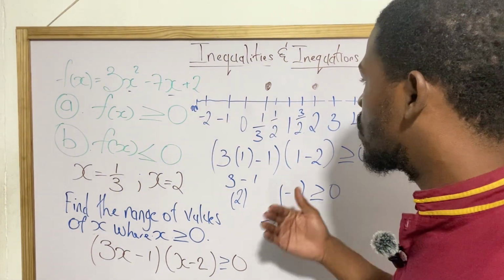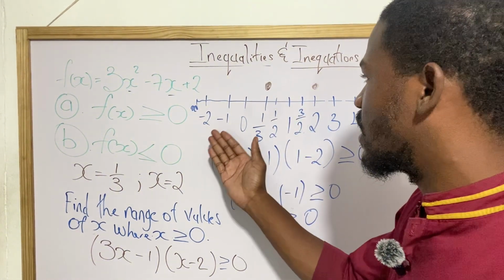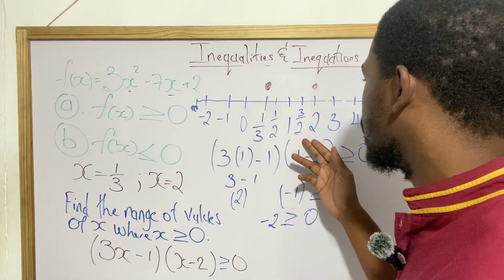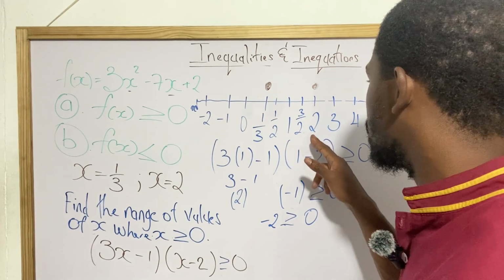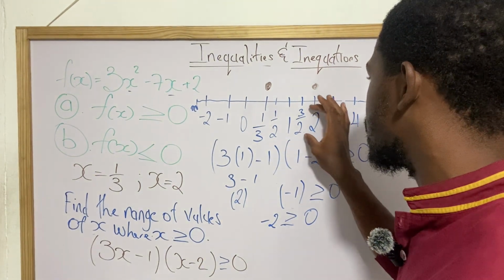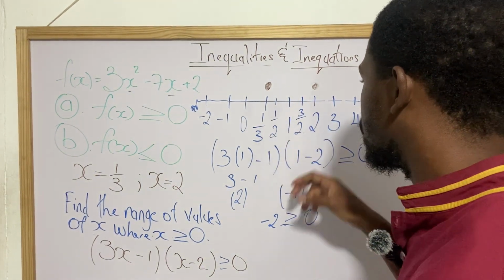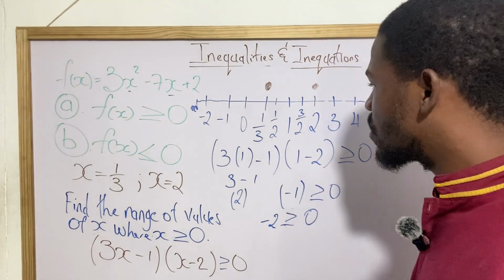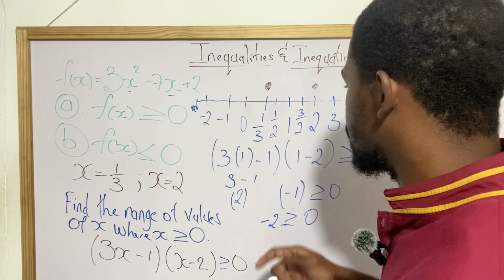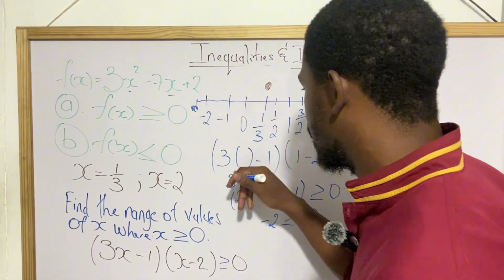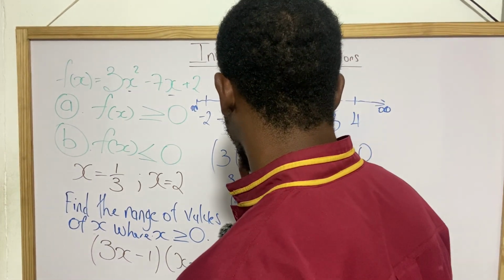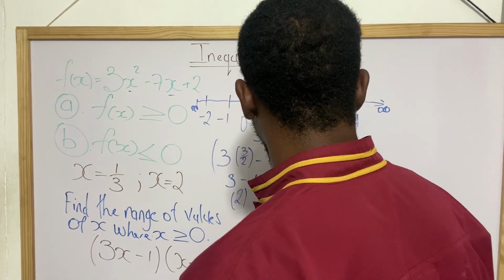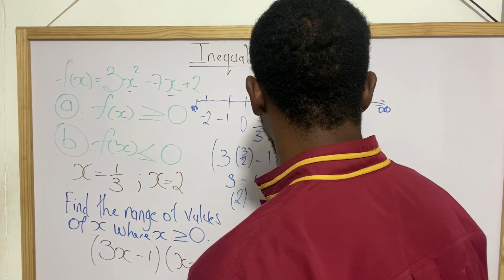But can we choose numbers that are less than a third? And if we can't choose numbers that are greater than a third, it simply means that we can't choose numbers also that are less than 2. Between 1/3 and 2, we can't use any of these numbers in between. If I were to go ahead and try using 3/2, let us try using 3/2. So 3/2 right there and 3/2 right there.